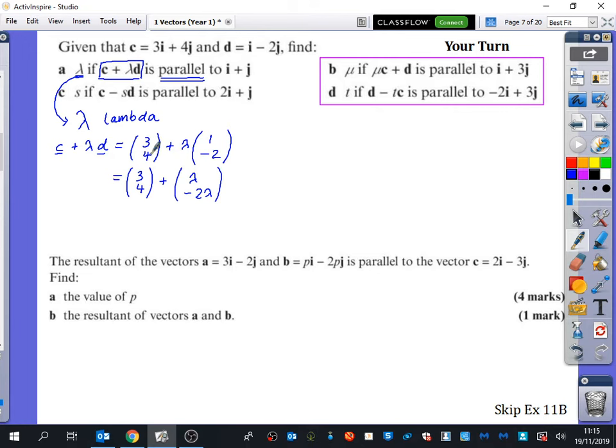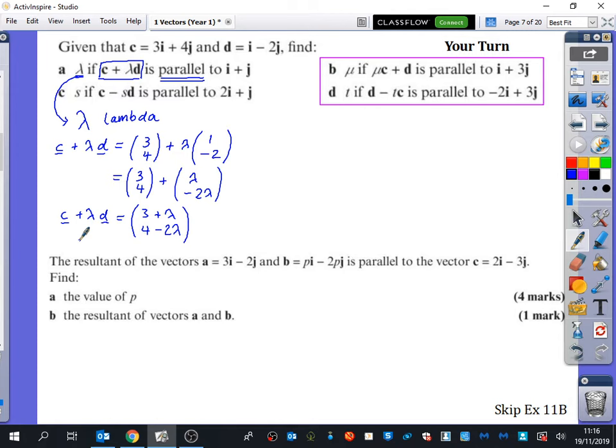So all we did, we wrote C plus lambda D, we multiplied these by lambda, and then we're going to add them together and write them as a single vector. So we should have 3 plus lambda, 4 minus 2 lambda. That is what C plus lambda D is. So we've dealt with that first thing that I've put the box around.